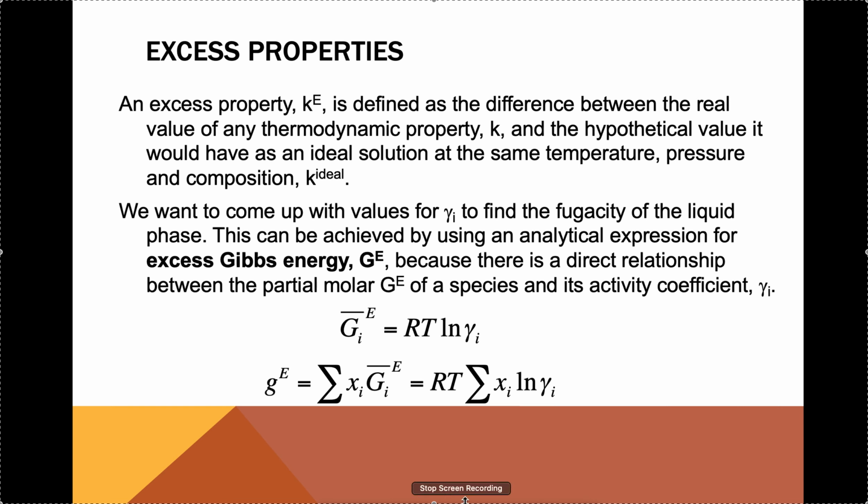Okay, next one we have excess properties. An excess property is defined as the difference between the real value of any thermodynamic property K and the hypothetical value it would have as an ideal solution at the same temperature, pressure, and composition, whereby K ideal. We want to come up with values for this amount to find the fugacity of the liquid phase. This can be achieved by using an analytical expression for excess Gibbs energy because there is a direct relationship between the partial molar excess Gibbs energy of a species and its activity coefficient, which can be described as below.